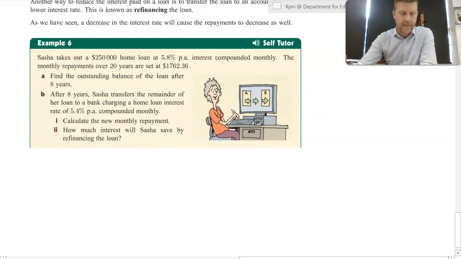It says here that Sasha takes out a $250,000 home loan at 5.8% per annum, with interest being compounded monthly. The monthly repayments over the 20 years are set at $1,762.37. So it already gives us a PMT value. It says here to find the outstanding balance of the loan after 8 years. So let's say Sasha was locked in for 8 years at 5.8%. They want to shop around after that. How much do they still owe on that loan after 8 years?